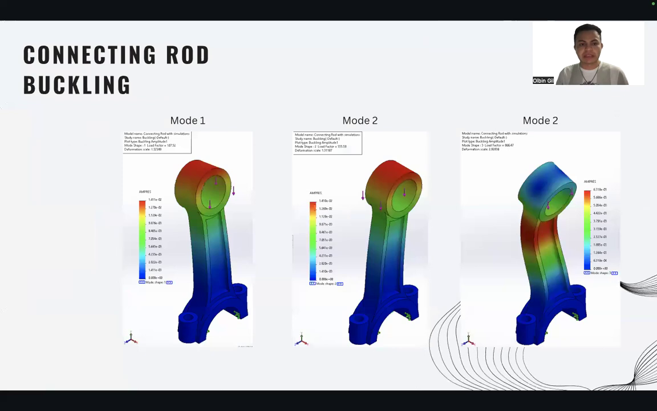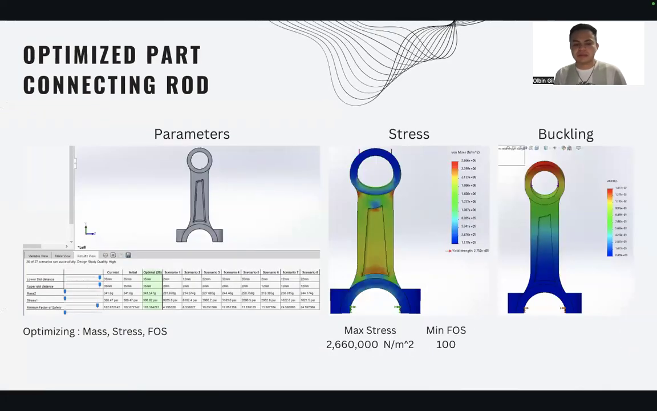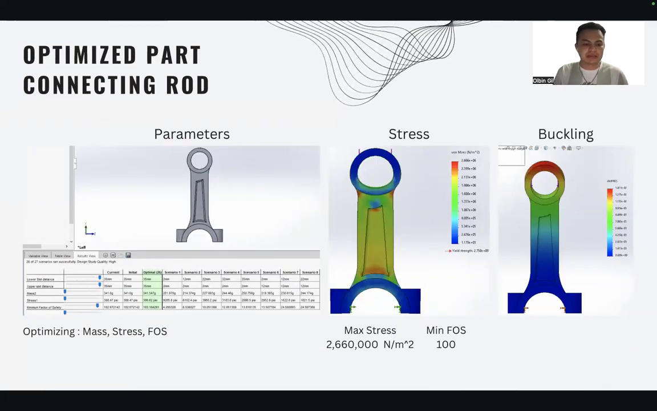And if we look further into the connecting rod, we see that the load factor changes by different modes, right? First, it starts with 107, and by the last mode, it ends with 866 with a lot of distortion. If we want to optimize this part by reducing the mass, reducing the stress, and maximizing the factor of safety, we see that we reduce the max stress from 3 million pascals to 2 million, and we increase the factor of safety from 72 to 100.